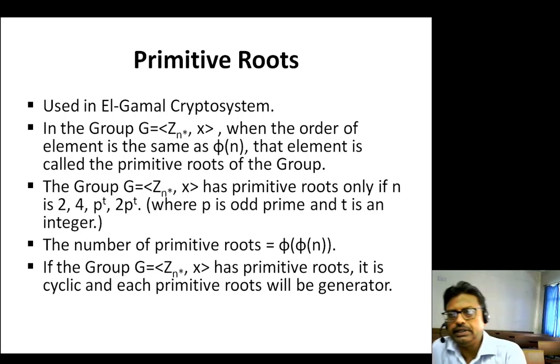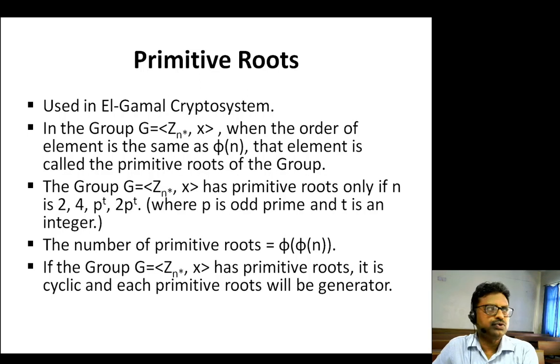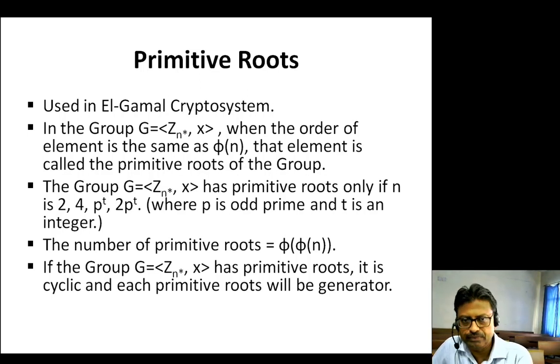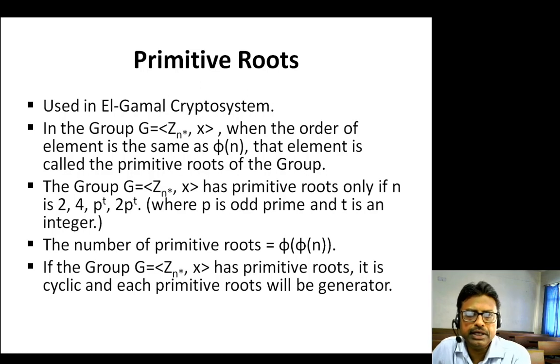Now the next topic is primitive roots. How do we find primitive roots? But before that, we have to know what a primitive root is. This primitive root is often used in the ElGamal cryptosystem. So in any group Zn star under multiplication, when the order of an element is the same as the order of the group, that element is called a primitive root.